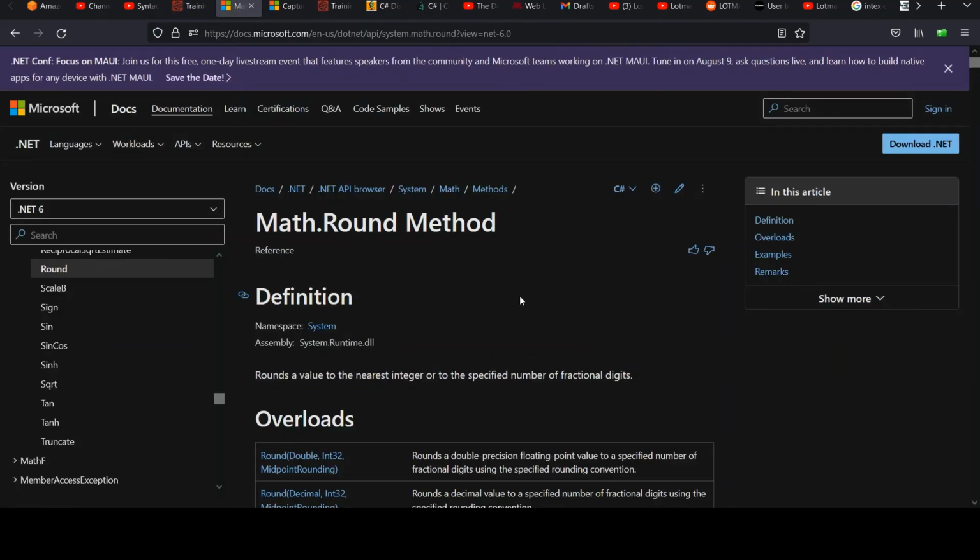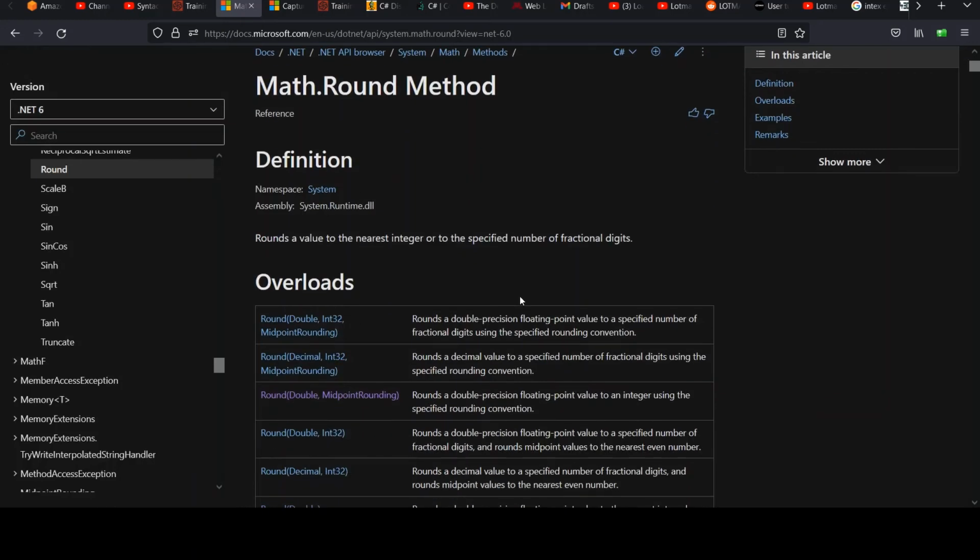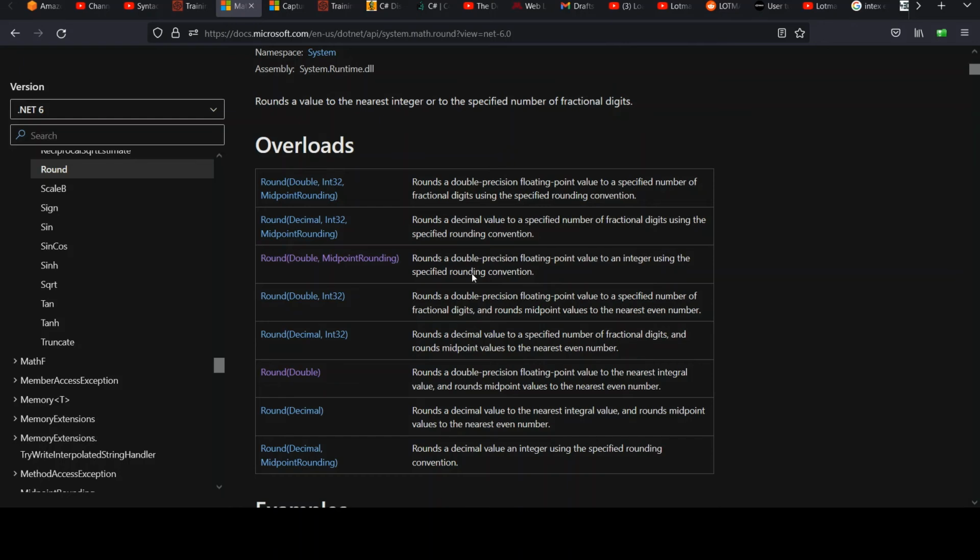But just know that rounding doesn't always get you where you want to be either. So as a refresher, we looked at that midpoint rounding, because note, if you just pass the double in like we did, a double precision value, it rounds to the nearest integral value, and rounds midpoint values to the nearest even number, which may not be what you want. It works here, so I was going to leave it.